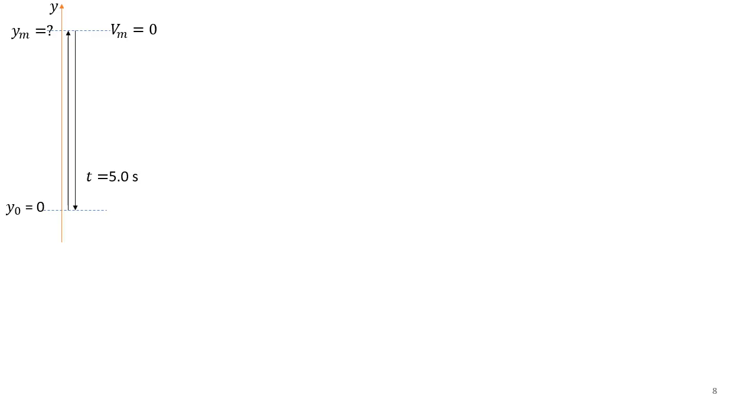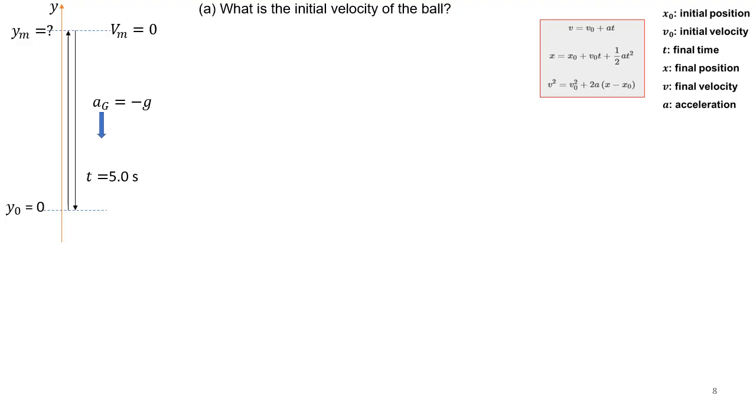So the duration of this motion is 5 seconds. The ball starts from 0 and ends at 0 again. So acceleration due to gravity is minus g, and it is acting down. What is the initial velocity of the ball? Starting velocity v0 we need to find. So we have to use these three equations.